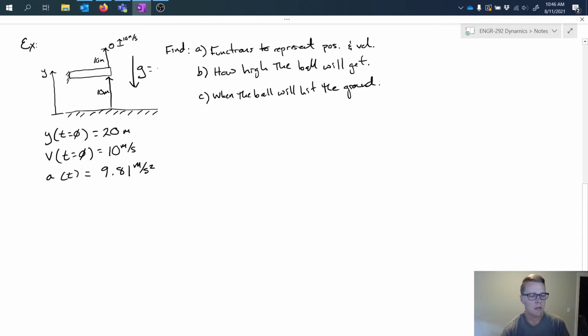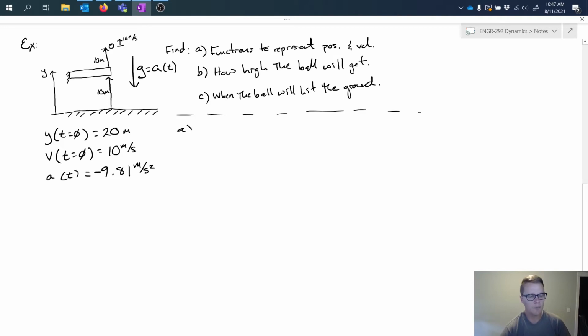G is our acceleration of gravity, often written with the letter G. Acceleration of gravity is acting in a downward direction. We've defined our coordinate system with a y-axis pointing up, so we need to make sure we include a negative sign on our acceleration here. Great.